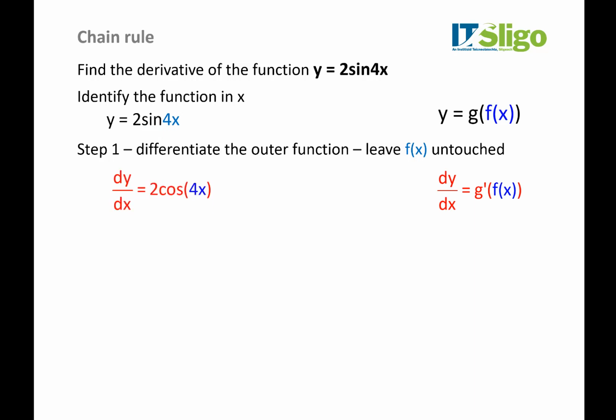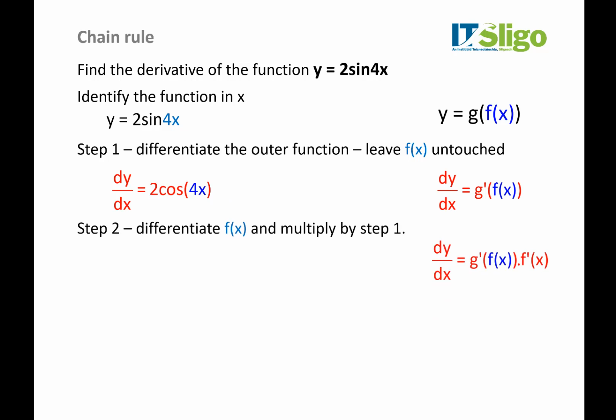Now step 2 is to differentiate 4x, which is 4. And we multiply it then by step 1. Differentiate f(x), multiply by step 1. So the derivative of 4x is 4. And finally now, tidy up the function. That 4 comes, remember numbers always float to the front.